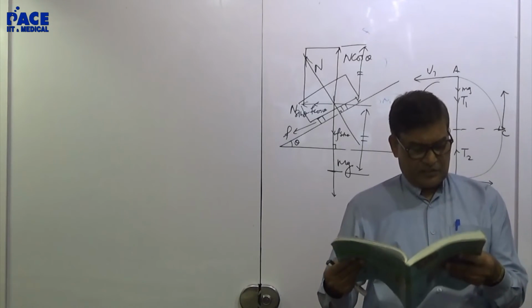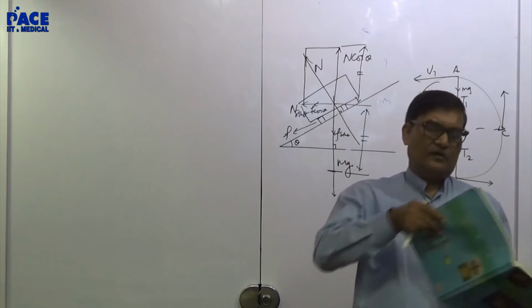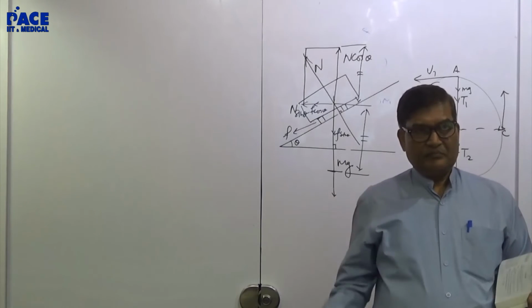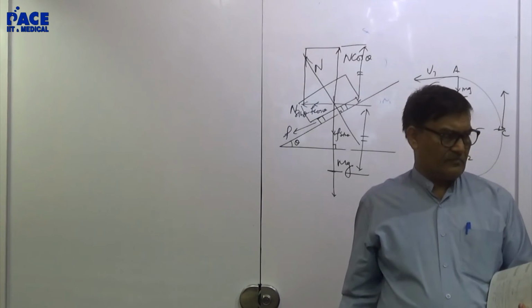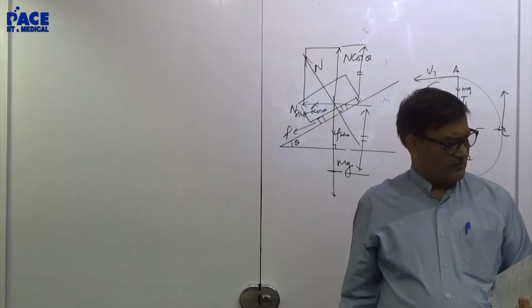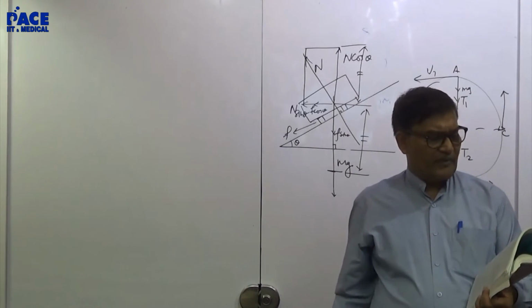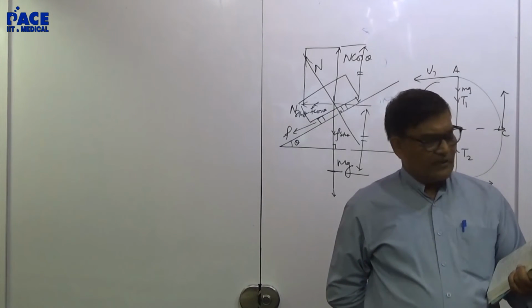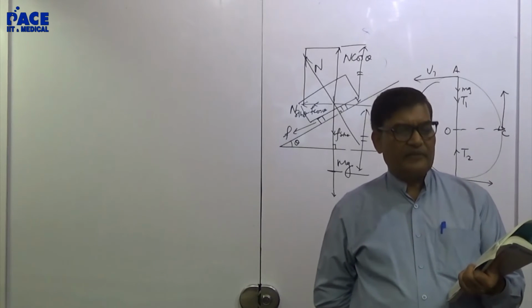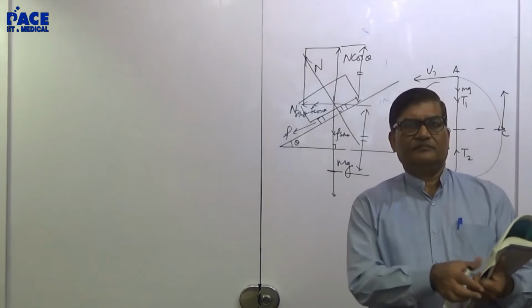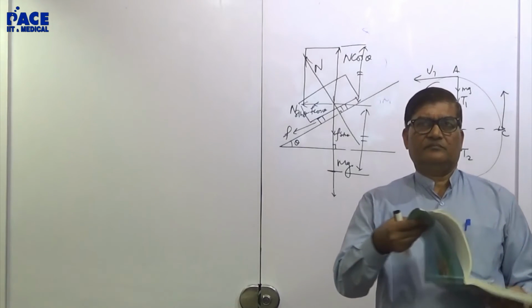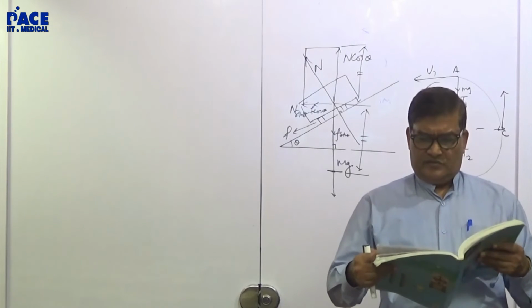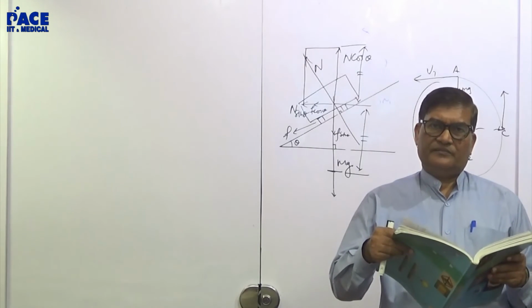Then electromagnetic induction, laws of electromagnetic induction, means all 3 laws. Then theoretical proof of E is equal to minus d phi by dt.